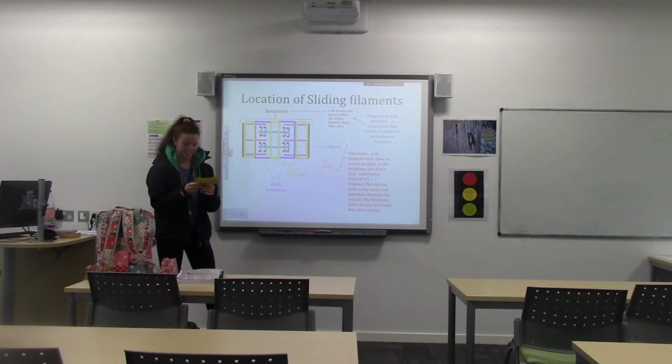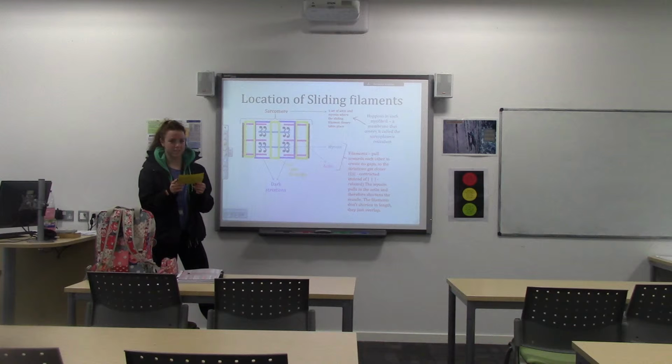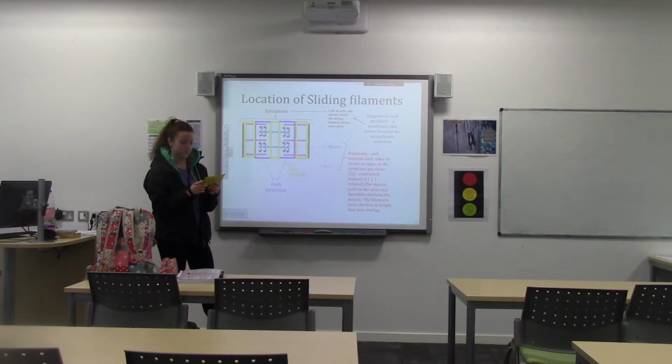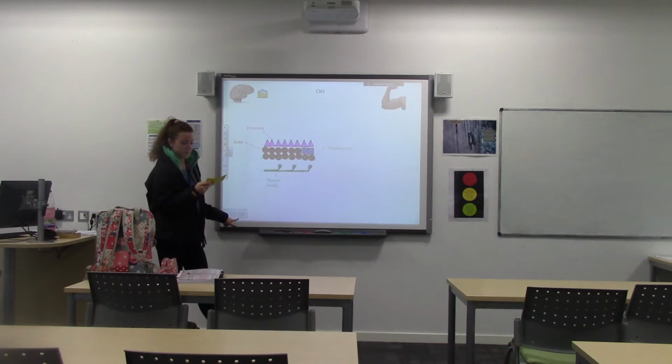The actin and myosin pull towards each other to create new gaps. So that's the cause of the striations getting close together. The myosin pulls the actin, and this consequently shortens the muscle. However, the filaments don't shorten in length, they simply overlap. And this is the process of the sliding filament theory.